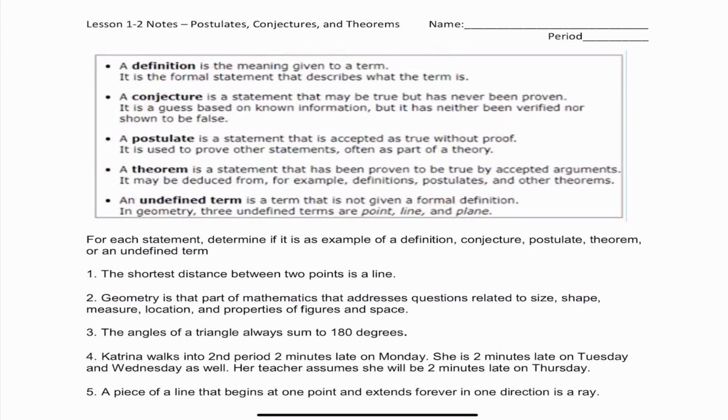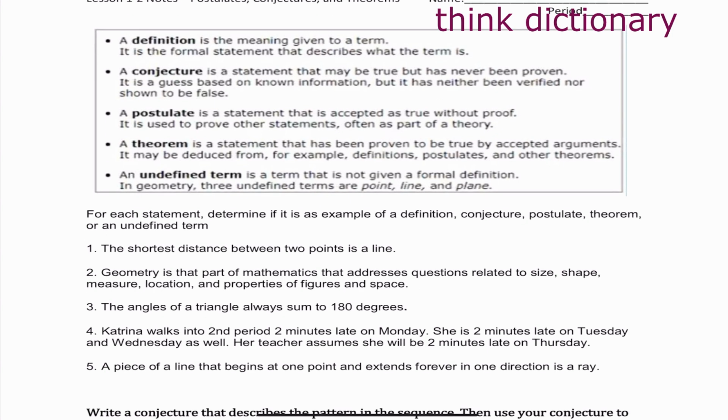A definition is the meaning given to a term. It is the formal statement that describes what the term is. So if we look at number 2 over here, this is an example of a definition. Geometry is that part of mathematics that addresses questions related to size, shape, measure, location, and properties of figures in space. So it's just basically giving meaning to the word geometry. Hence, this is a definition, okay?